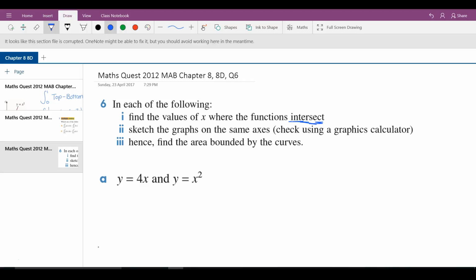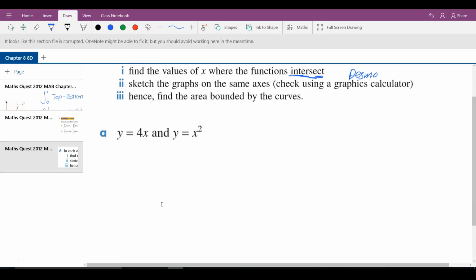In this case, they say using graphics. So in the test, you're going to use a graphic calculator, but I'm going to use Desmos here. And hence find the area bounded by the curve. That's easy. For the first question, question A, y equal to 4x and y equal to x squared. Let me just pull up the graph from Desmos.